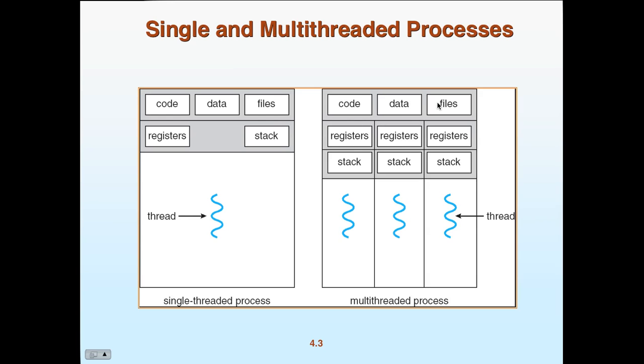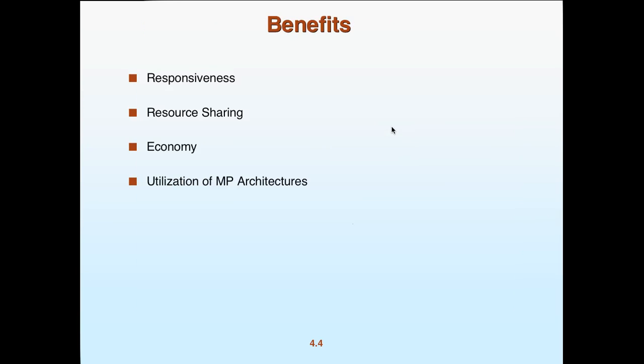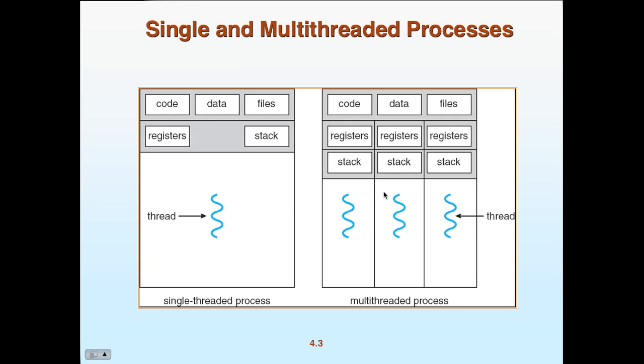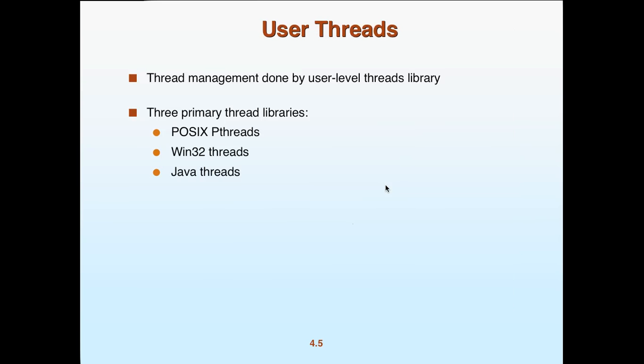And we still have our code, our data, and our files as part of the process space. So, benefits: responsiveness, as I mentioned before, resource sharing, economies of scale, utilization of the MP architectures. We can get more processing performed. We can take advantage of better CPU scheduling, multiple schedulers, multiple CPUs actually, if we can spread it all out in terms of the abstraction and divide the work out.